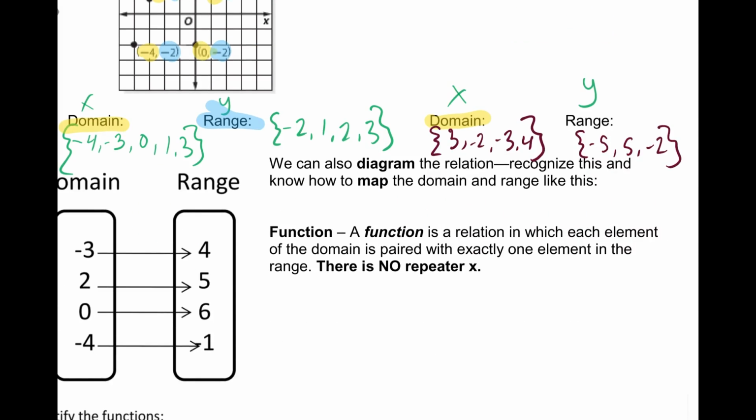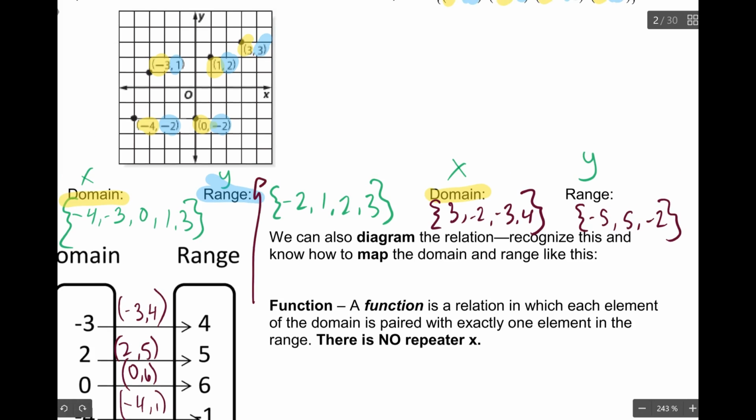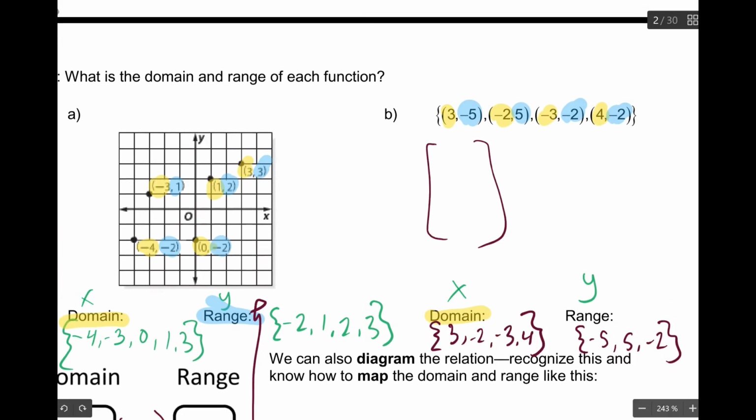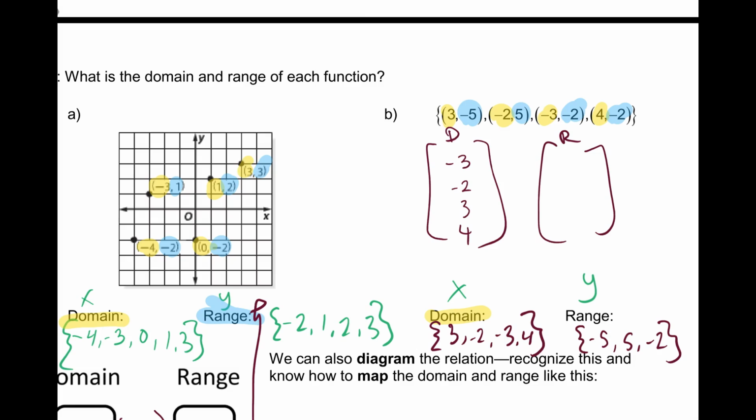So for instance, this is mapping 4 different pairs. So this is -3, 4 as far as the coordinates, 2, 5 coordinate, 0, 6 coordinate, -4, 1 coordinate. So this is showing what this graph's mapping would look like. The mapping of B, let's see. So here's the domain, here's the range. So my domain is -3, -2, 3, and 4. My range is -5, -2, and 5.